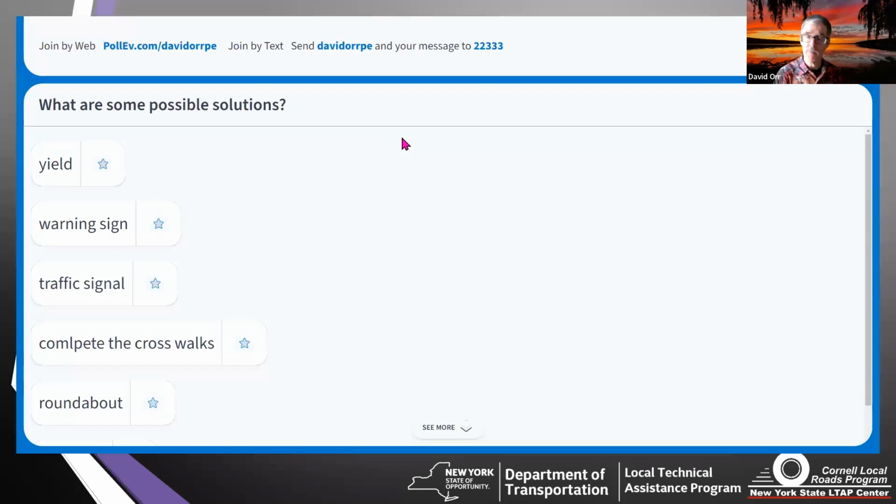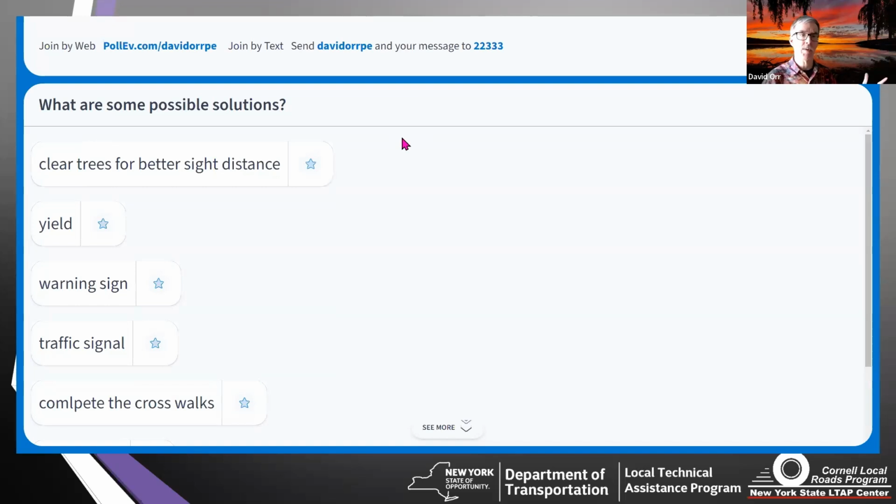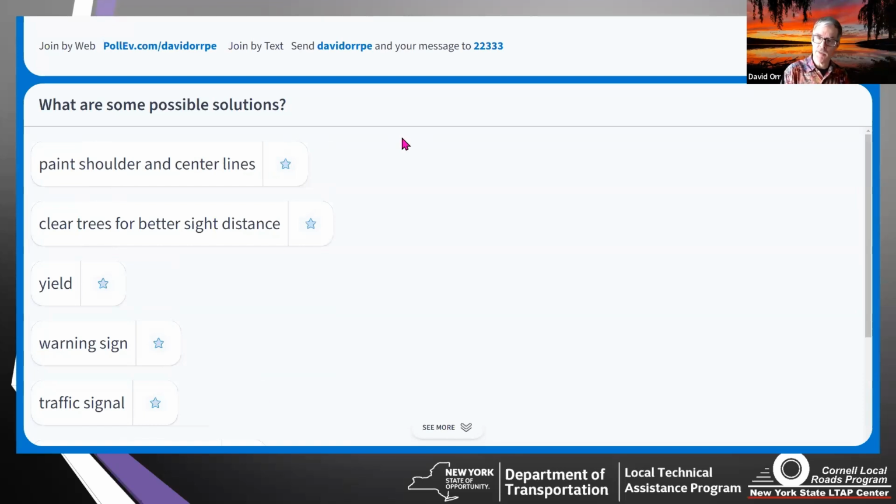Okay, maybe some warning signs in advance. Think about signals, but again, you have to look at the traffic volumes. I know with photographs, clear the trees for better sight distance. Again, I like trees. I think trees in a residential area are a good thing if they're not creating a sight distance problem. Depends on the traffic volumes. So again, brainstorm ideas, write them all down. There's no bad idea at all. And then figure out, okay, what can we do economically? What's the liability?